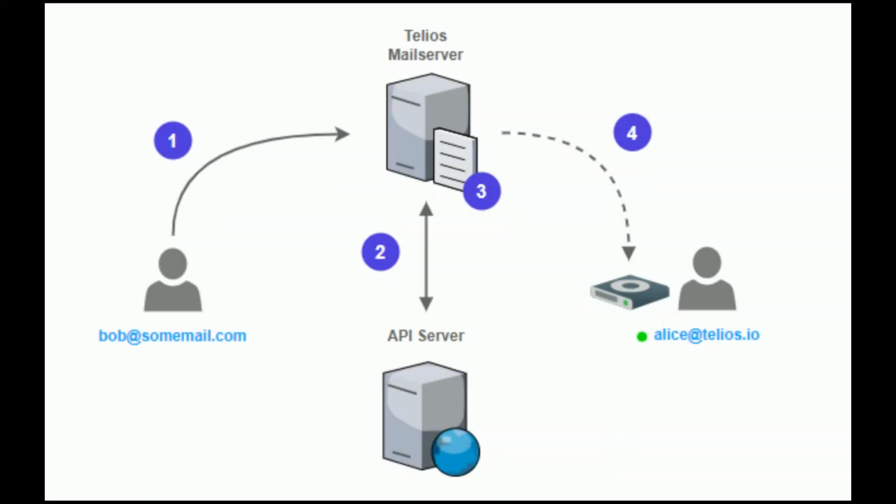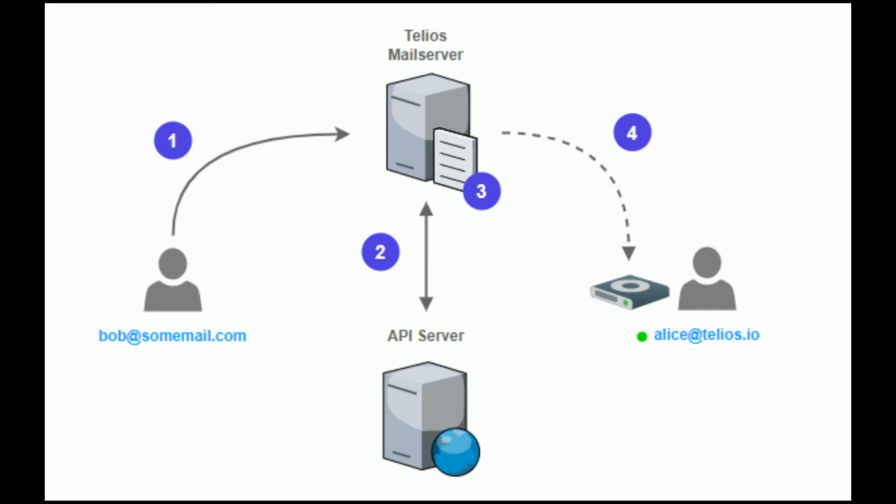In scenario number 3, Bob doesn't have a Telios.io mailbox, but does want to send to Alice, who does. So Bob's email provider sends his email to the Telios mail server. The Telios mail server checks the recipient list for Telios accounts from the email metadata. At that point, if the recipient, in this case Alice, is online, the mail server will stream the encrypted email directly into the recipient's drive.